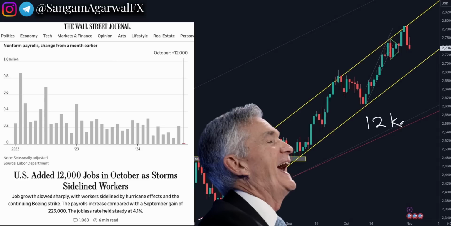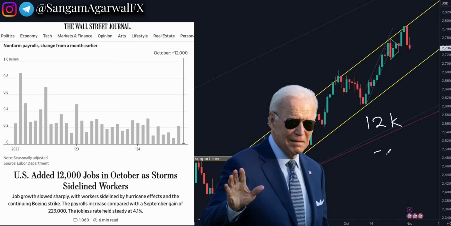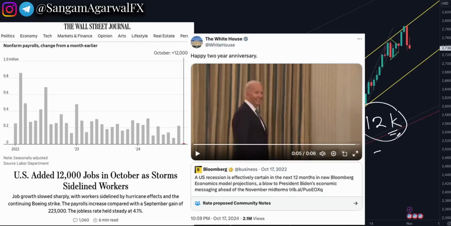So instead of showing negative, Biden is showing you only the 12k NFP number, and they are saying hurricane and strike. Indirectly they are saying other regions, so NFP is weak. So this is Biden's style of showing negative NFP just before the election.